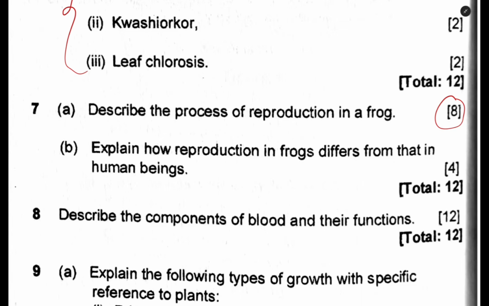So you need to explain the whole reproduction in a frog. What do you need to know on this part? How it all happened, until fertilization occurs, the way it occurs. How does it occur?